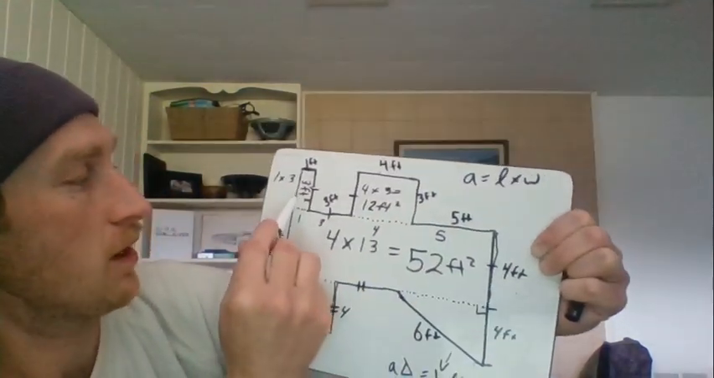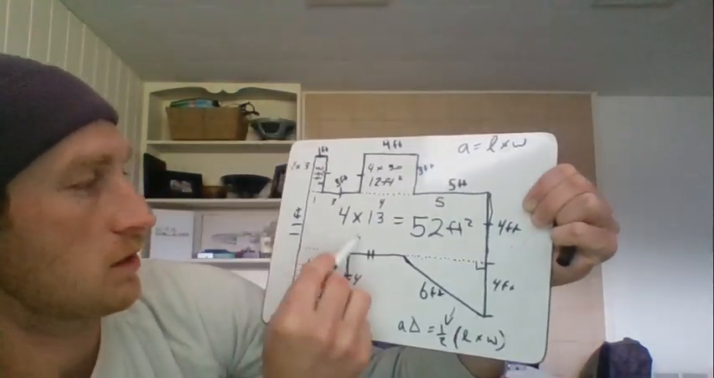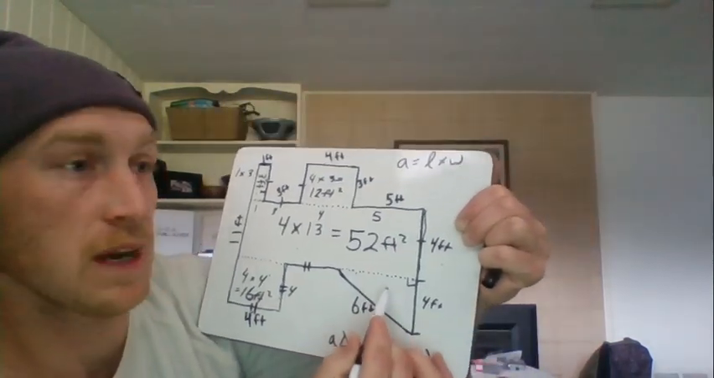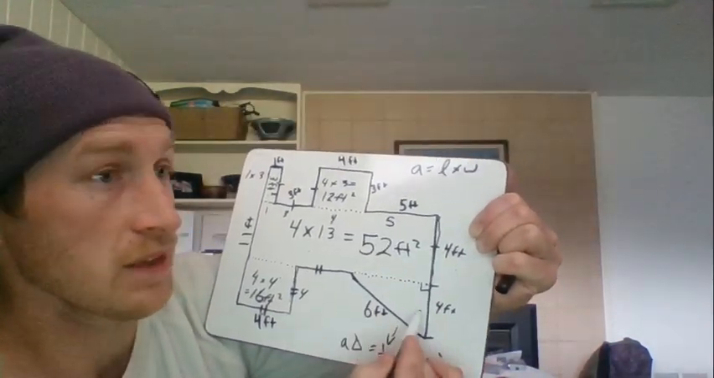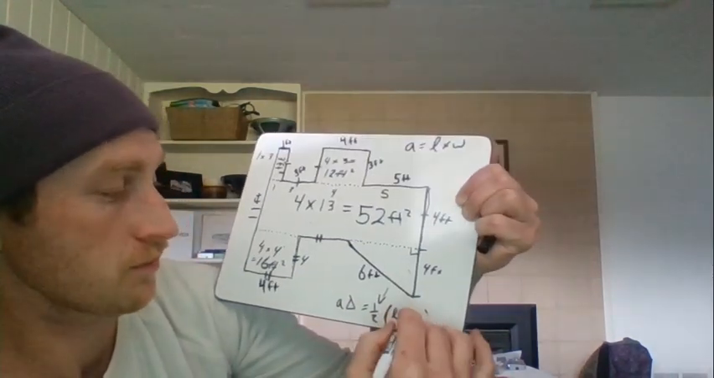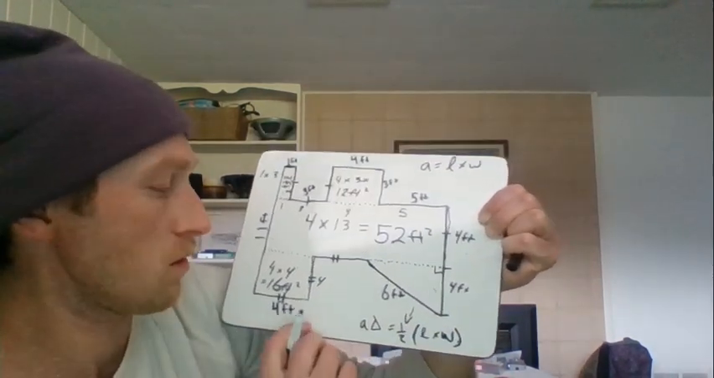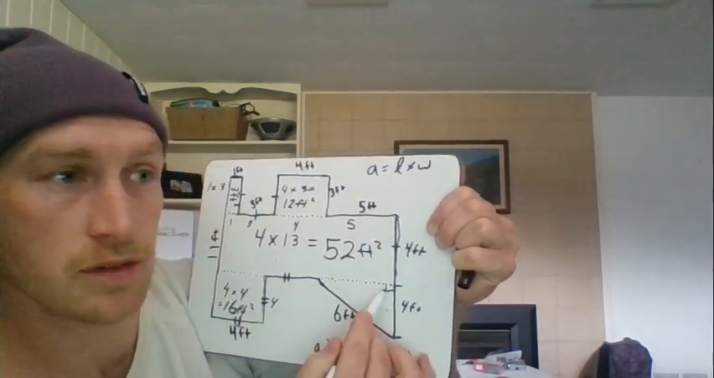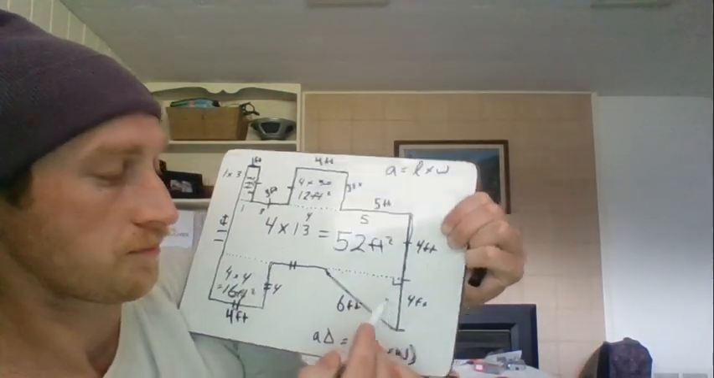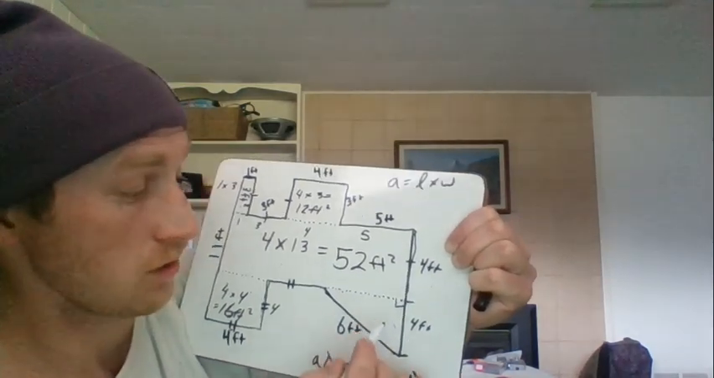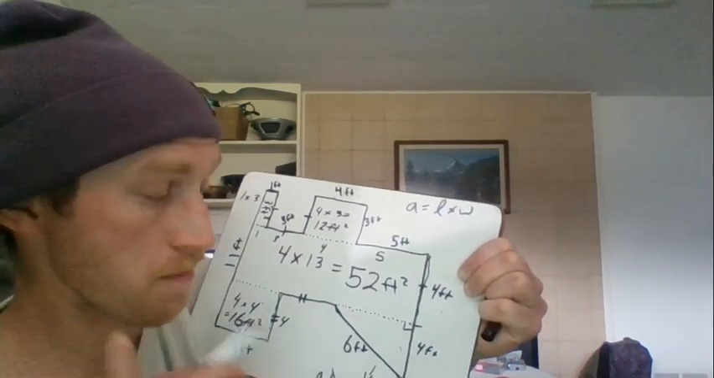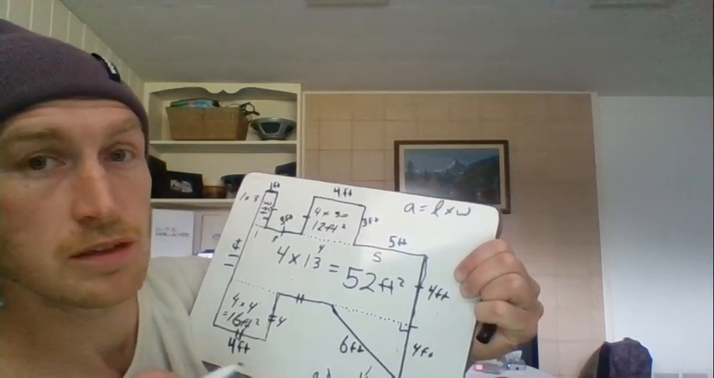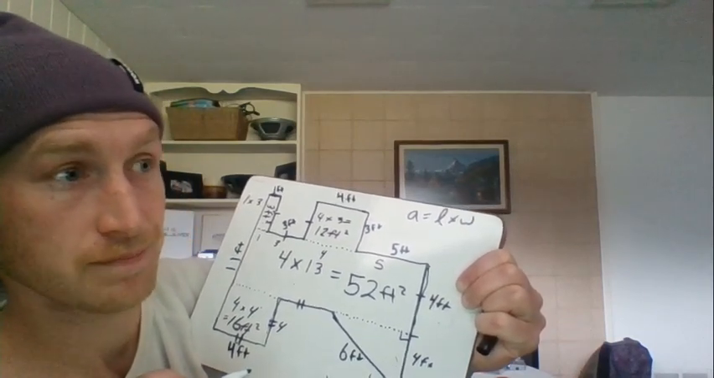We've found the area of this box, this box, this box, this box. We're done. And no, we're not. We still need to find the area of this triangle. We know to find the area of a right triangle, the triangle has a right angle in it, or a 90-degree angle, that we have to do length times width, but we need to cut it in half.